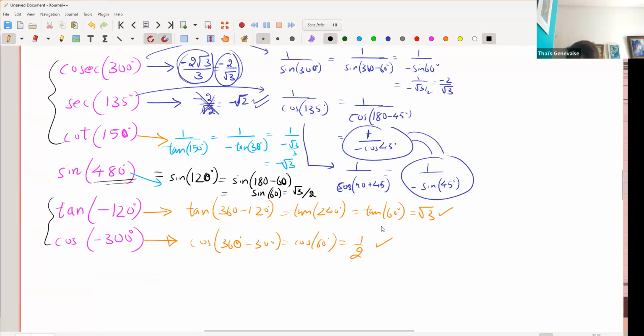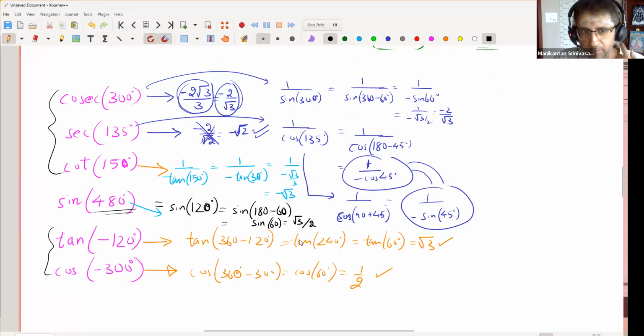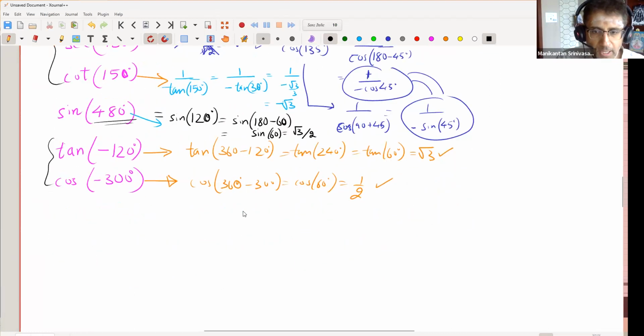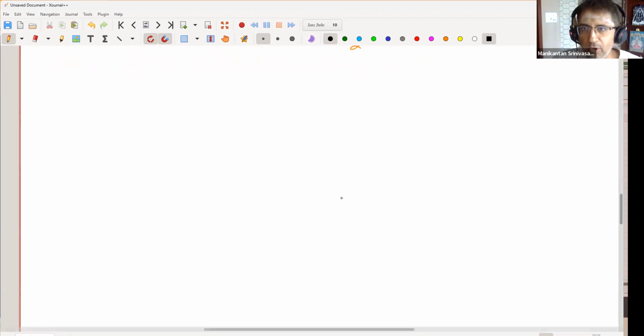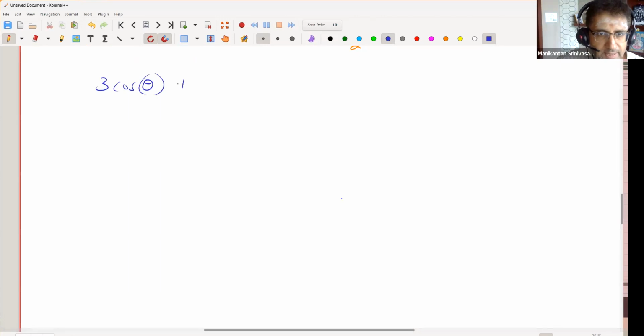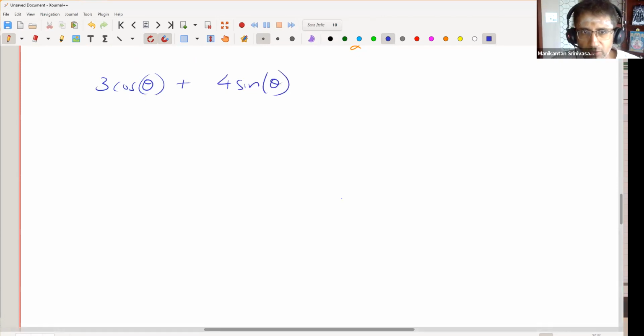Okay, cool. So we covered angles which are more than 90. And then the next thing I wanted to cover was, suppose I have something as 3 cos theta plus 4 sin theta. Suppose I want to know what is the maximum and minimum value this will take, right? 3 cos theta plus 4 sin theta. Maximum and minimum value this will take, right?